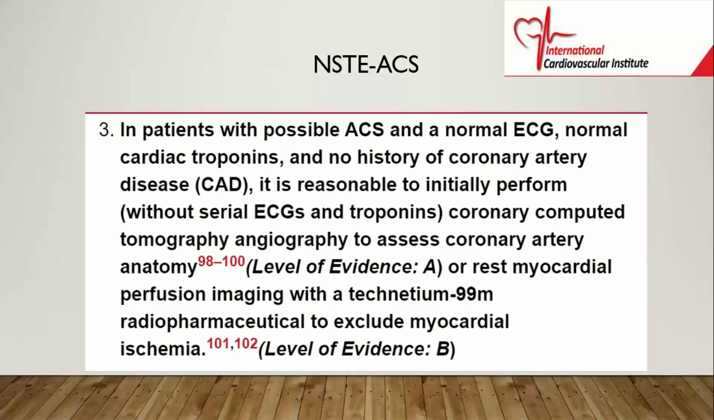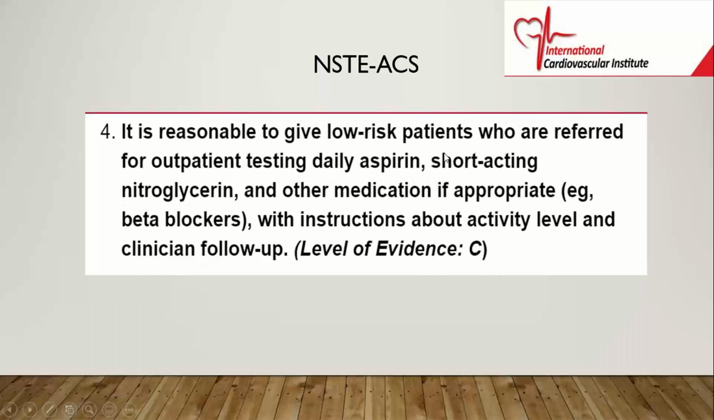So if the troponin again is negative, normal, didn't increase, and the patient has no history of coronary artery disease, you can do a CT angio to look at the coronaries. So CT angiography is a special CAT scan, or you can do a nuclear study. So those are options you have.